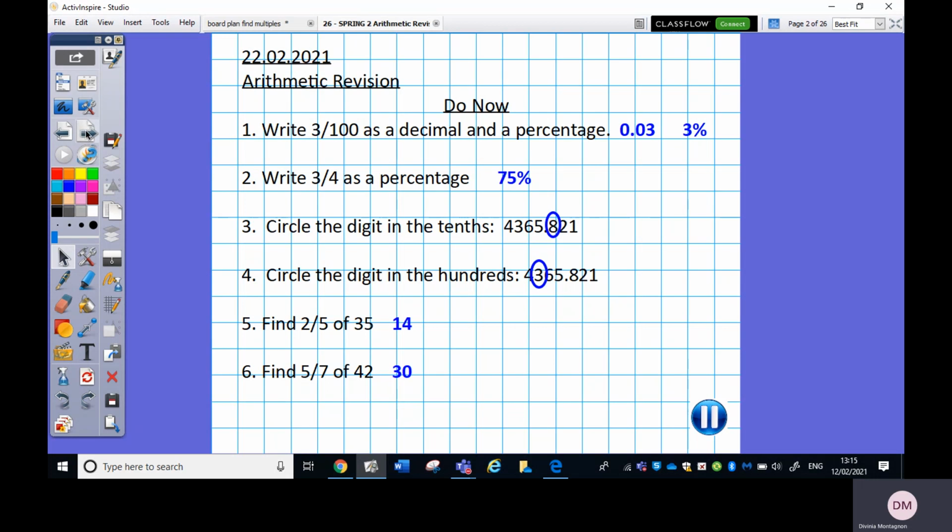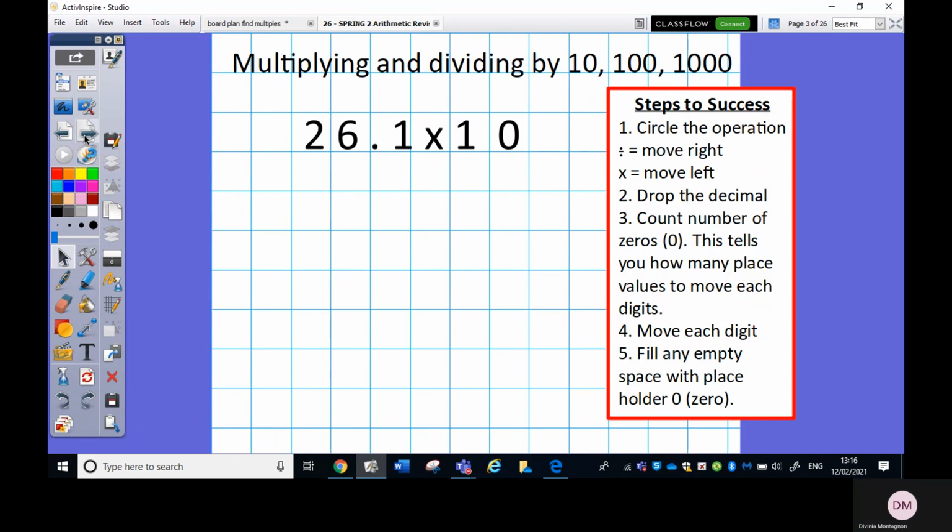So this term we're just going to start with a little bit of arithmetic revision. We're going to start by multiplying and dividing by 10, 100 and 1,000. So let's take a look at the steps of success.